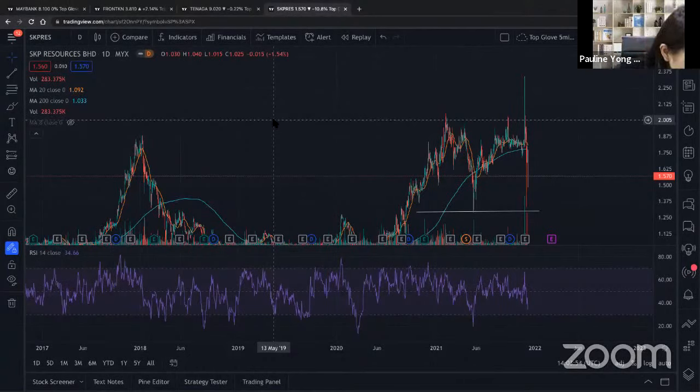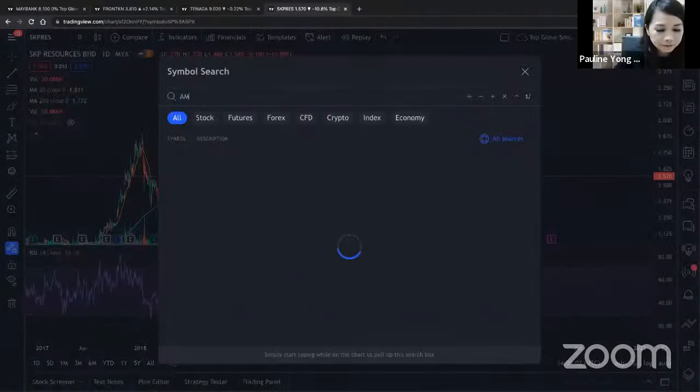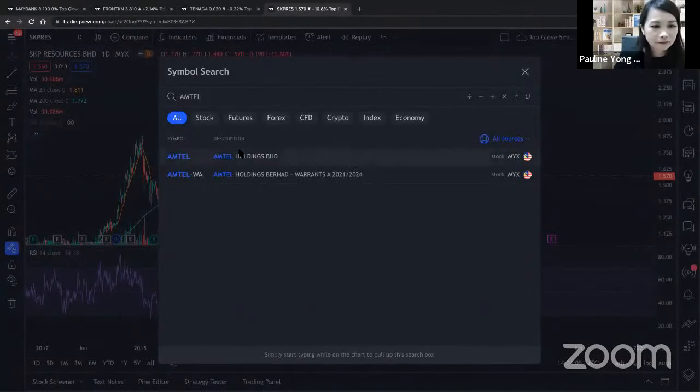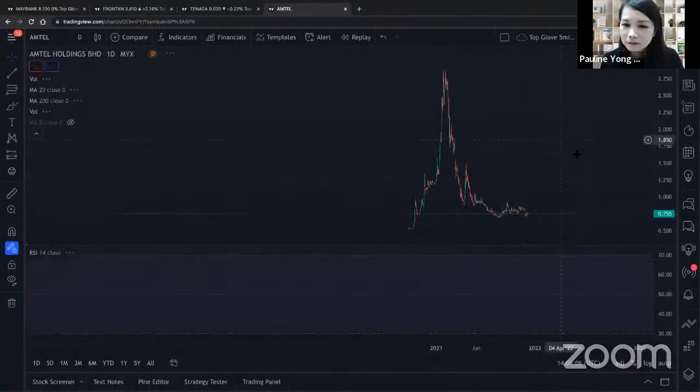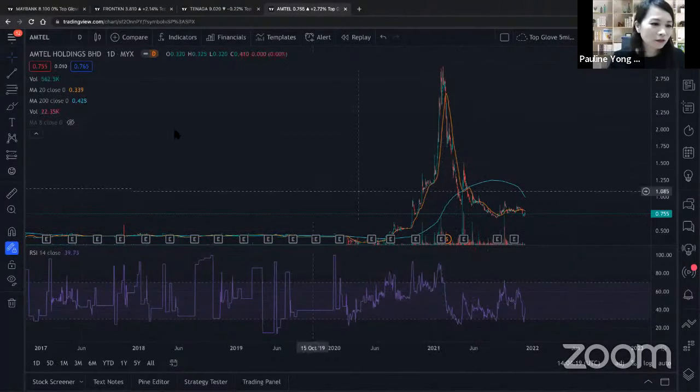Can you take a look at MTEL? Yeah, this chart is gone already. You see, it has crashed already. Avoid this because it has already crashed.